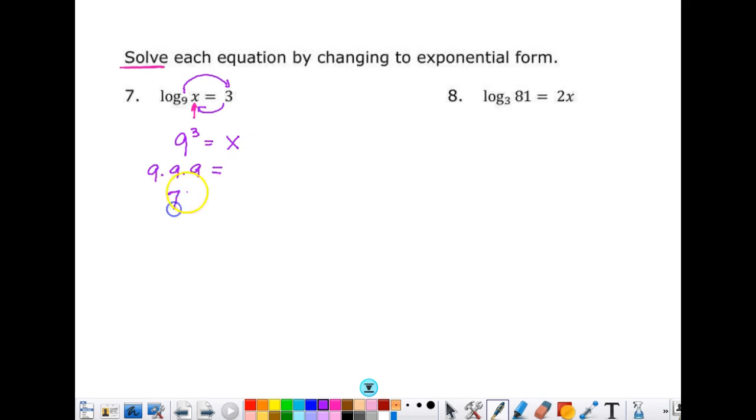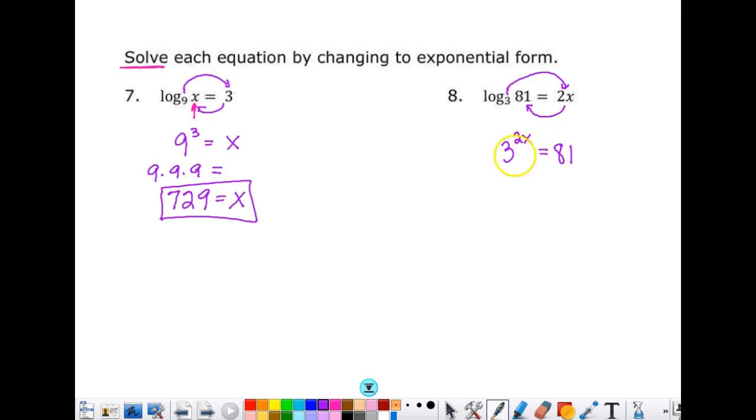729. I don't think we've had that one yet, have we? So now we know what x is. We figured out what that x is right there. Okay? 3 to the 2x power equals 81.